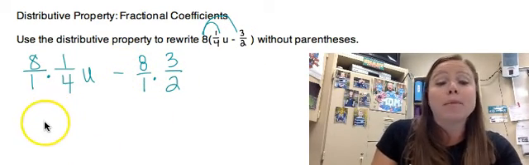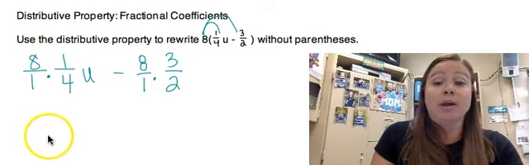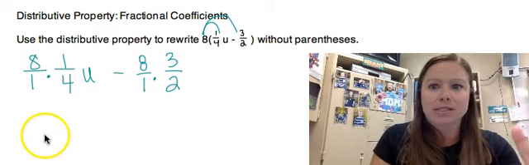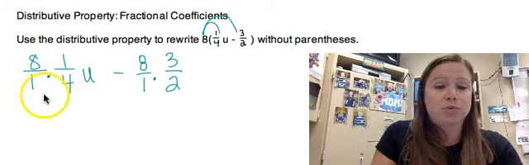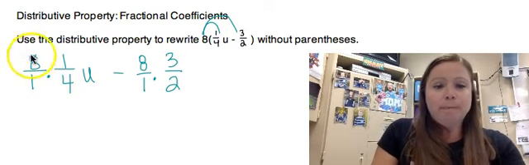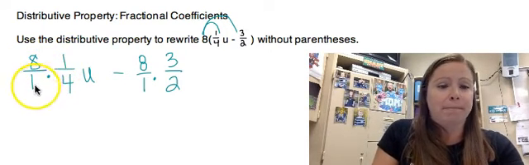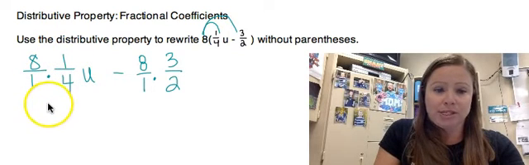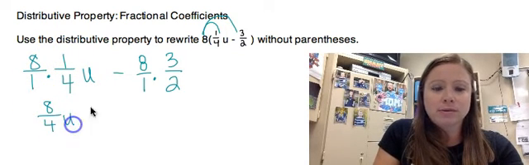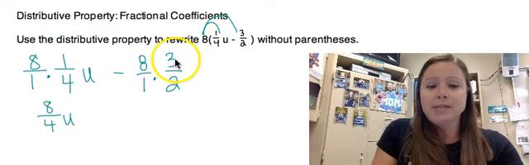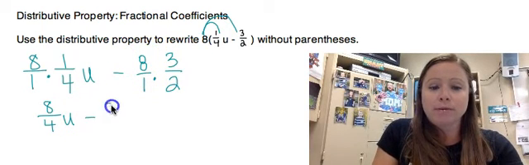So now, when I multiply fractions, if you know how to cross-reduce, that's awesome. Go for that. If you don't, then what you can always do that will 100% work is to do top times top and bottom times bottom. So 8 times 1 is 8. 1 times 4 is 4. Over here, 8 times 3 is 24. 1 times 2 is 2.